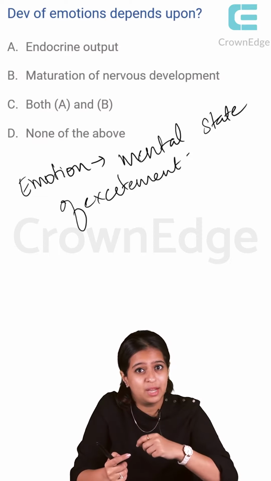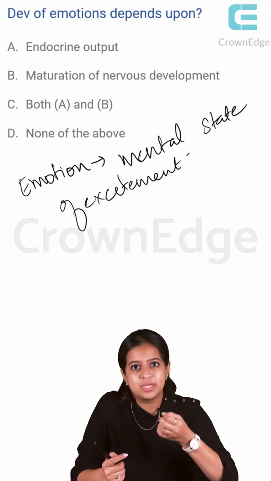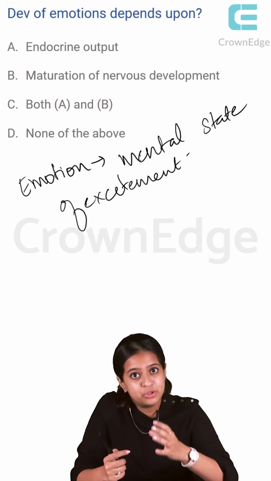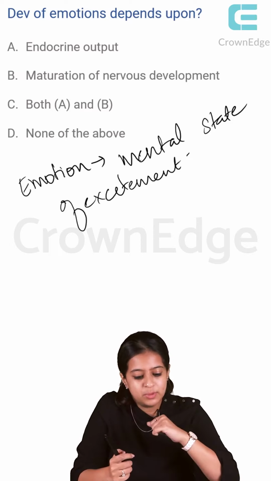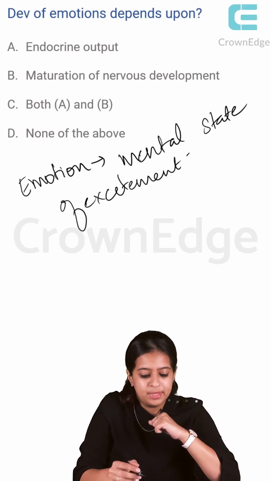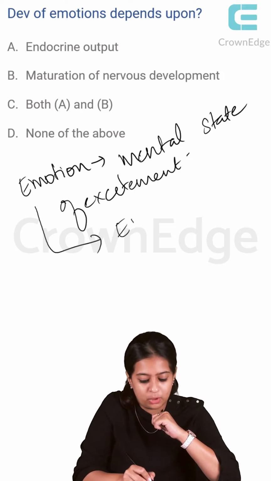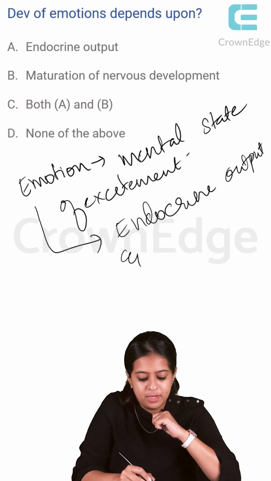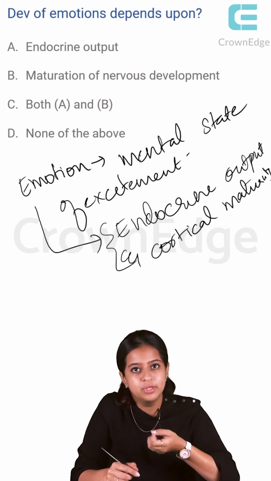Now, why is this important in our pediatric dentistry? It is because when a child comes to us, all these emotions are a part of the treatment. It's not that we just treat the child and leave them, but all these emotions play a major role in our treatment. That's why this chapter comes into our consideration. So when it comes to this question, development of emotion depends upon, we're given 4 options here. For a person, it depends upon the endocrine output and the cortical maturity. So these two are the main reason for an emotion to be developed.